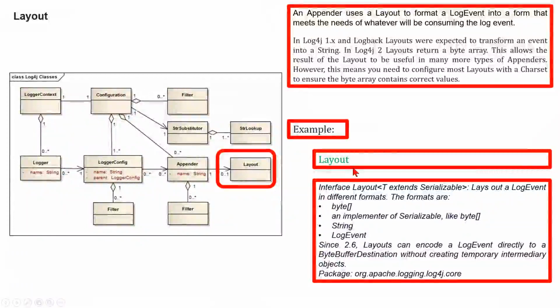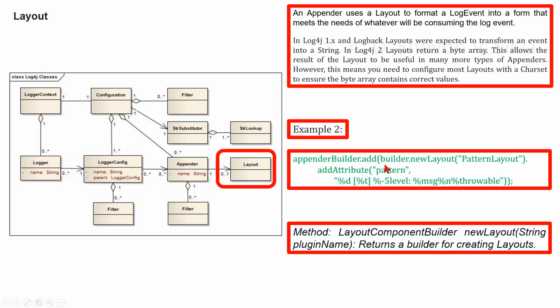Interface Layout extends Serializable, and lays out a log event in different formats. Formats are byte array and implementers of Serializable, like byte array, string, log event. Since 2.6, a layout can encode a log event directly to a byte buffer destination without creating temporary intermediary objects. This is in package org.apache.logging.log4j.core. Here you can see the ComponentBuilder newLayout method, LayoutComponentBuilder newLayout(String pluginName).